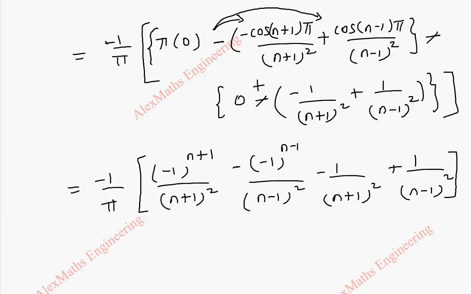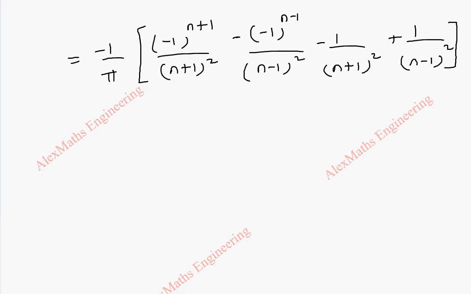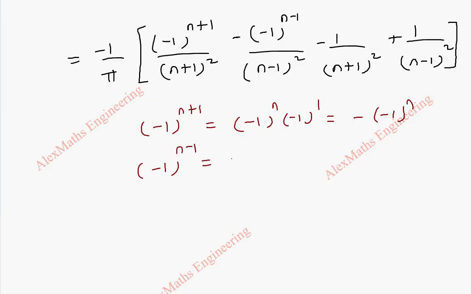Now (-1)^(n+1) can be split into (-1)^n into (-1)^1, which is actually minus of (-1)^n. The same way, (-1)^(n-1) is (-1)^n by -1, which is again -1 into (-1)^n, because if I multiply by -1 it is a negative term, so -1 into (-1)^n.